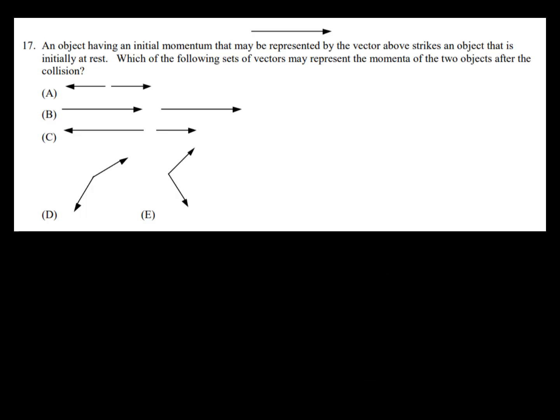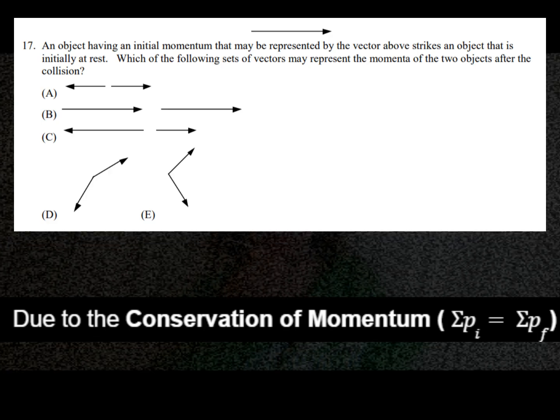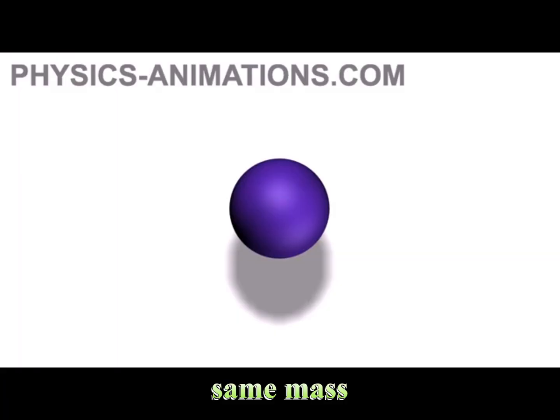Finally, here's an AP style question regarding elastic collisions. And we can see that in this problem, the correct answer would be A because only the vector values in A add up to the initial vector given by the problem. To finally wrap up this section on elastic collisions, I'll show a few examples of what they look like inside of a perfect system.